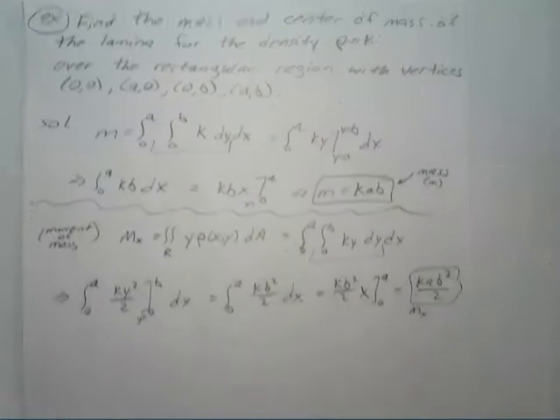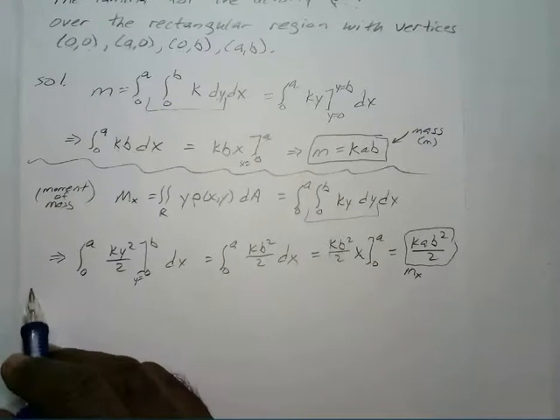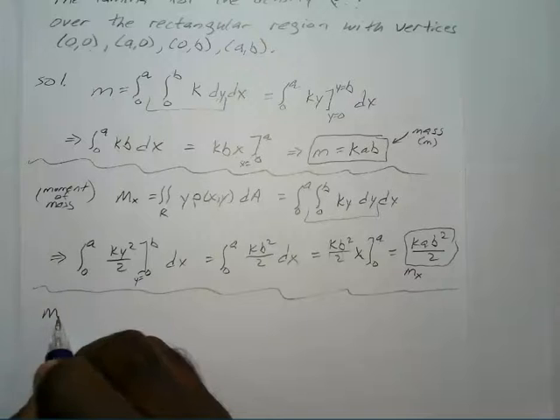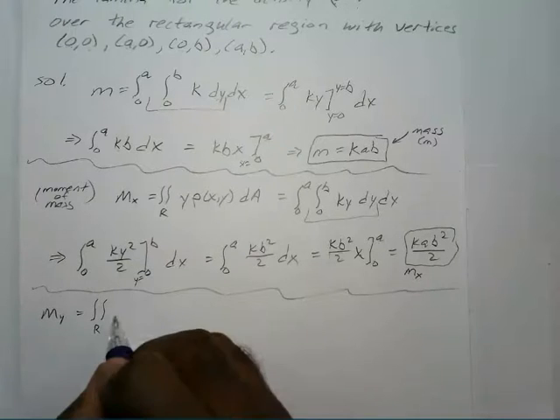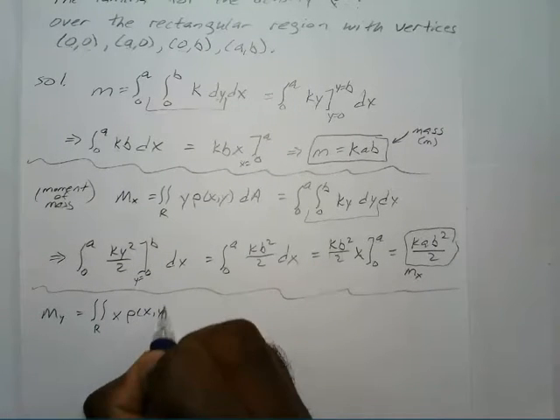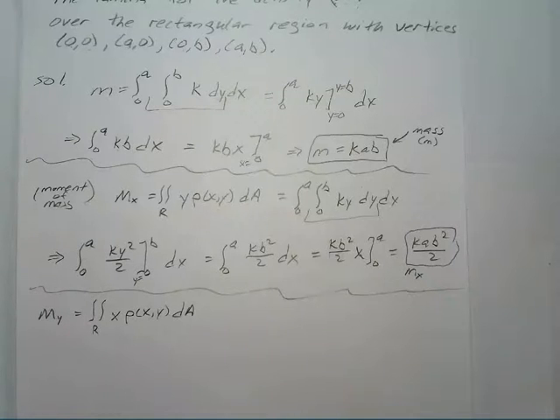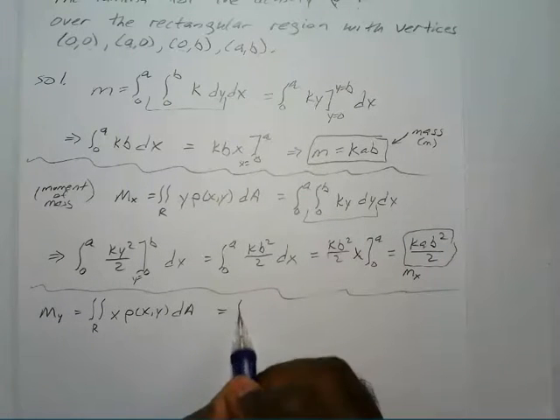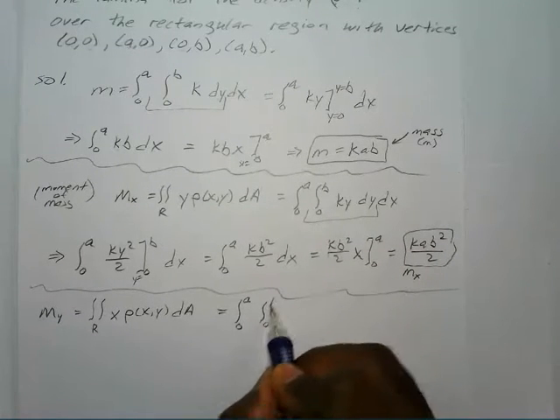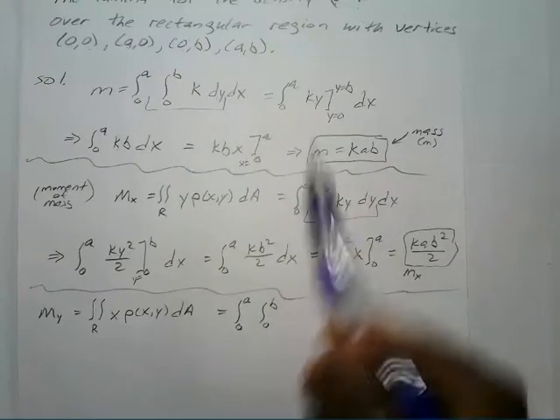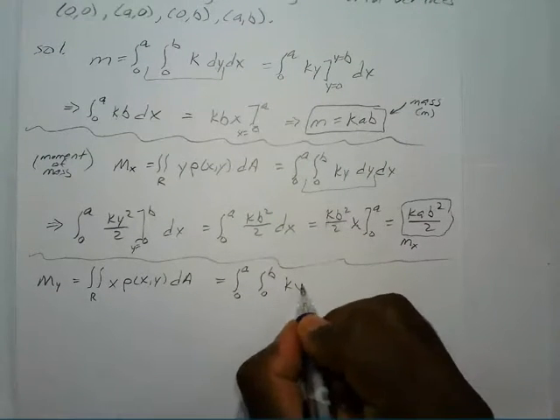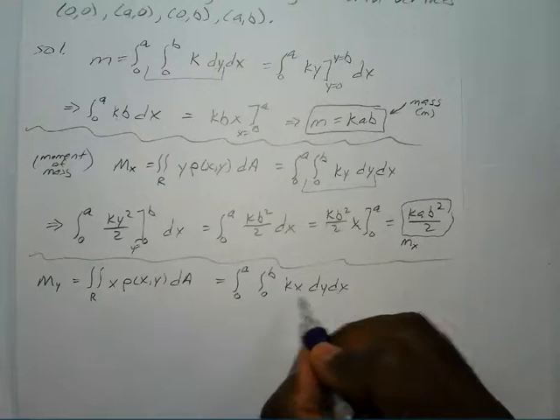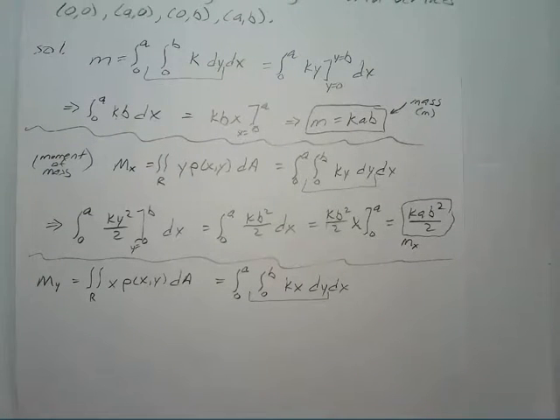Okay, so now we find our moment of mass with respect to the y-axis. And we know that's equal to the double integral over the region of x times our rho of x, y, with respect to our area. All right. So we know that's going to equal the integral from 0 to a and the integral from 0 to b of x times rho. Our rho is k, so k times x, dy dx. And of course, starting in the center.